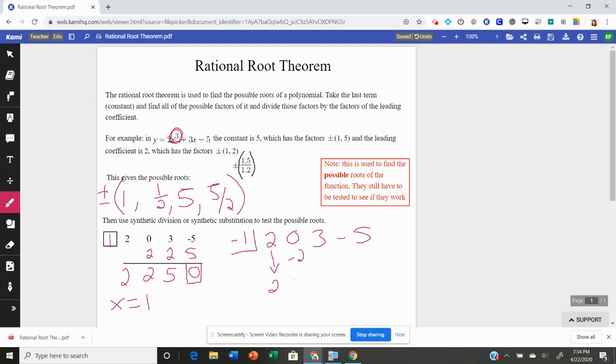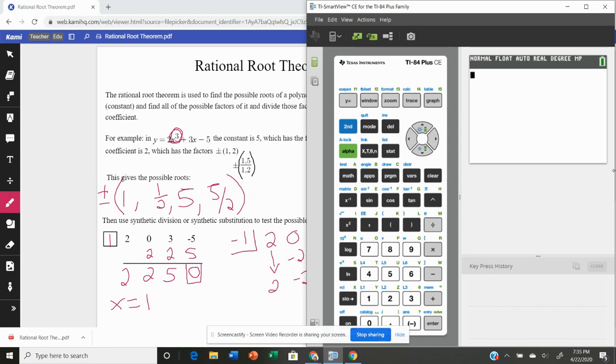So -2 times -2 is +4, and then 7. At this point, I'm not even going to bother with the last step, because I already know that when I multiply 7 times -1, there is no way that it is going to cancel out with that -5. So I know that it's not going to cancel and get a 0 for a remainder. I don't even bother. I keep going and keep looking at the different options. So, a little cheat on the calculator.